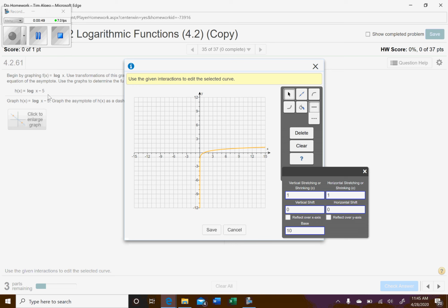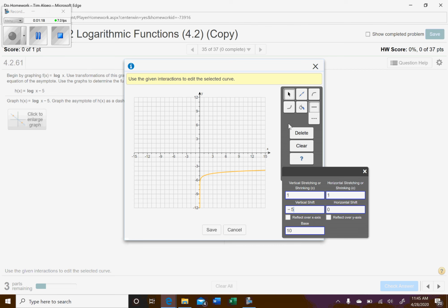Now, don't be confused. Right here you have log of x minus 5. That minus 5 is actually occurring after the fact. If there's parentheses around it, then that would be a horizontal transformation. But since there's not, I'm going to assume it's a vertical transformation. It's going to shift down 5 units. So I'm going to put negative 5 there, and you can see it shifted down 5 units.